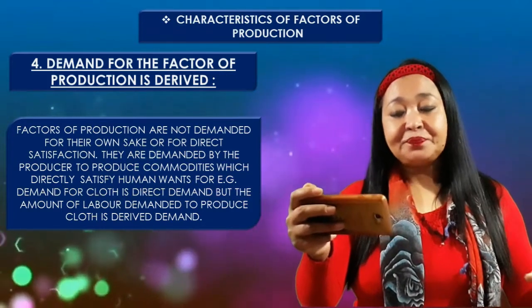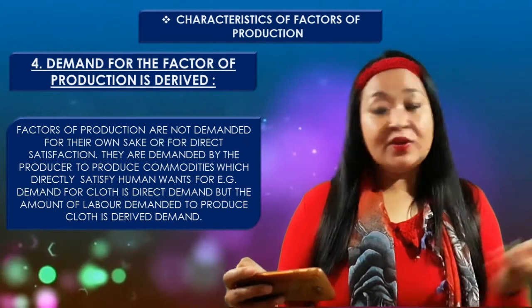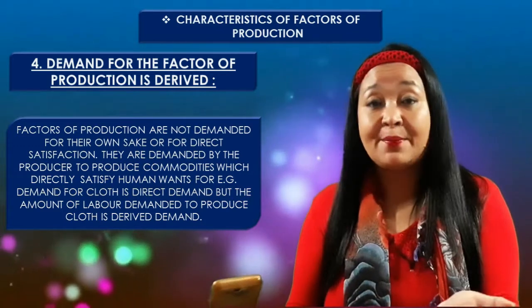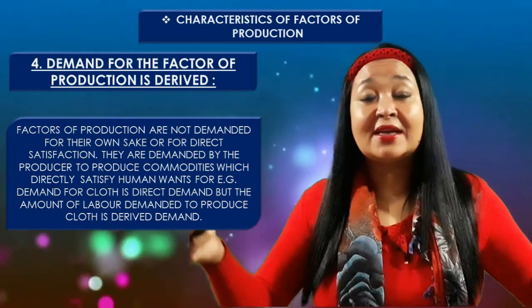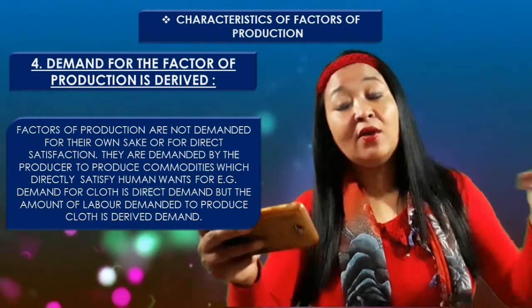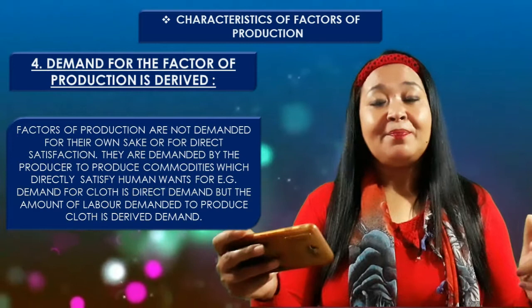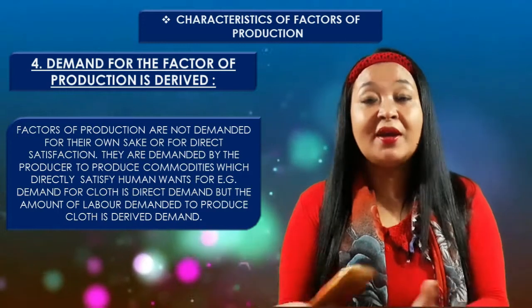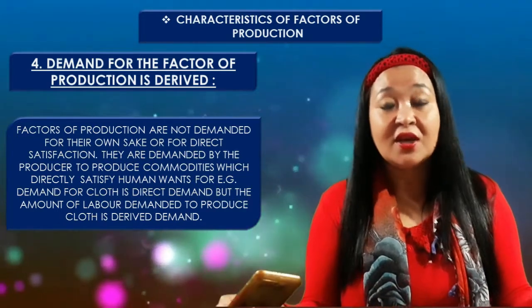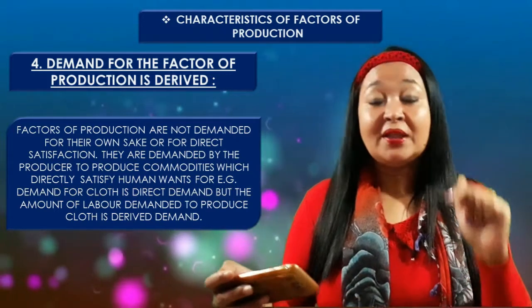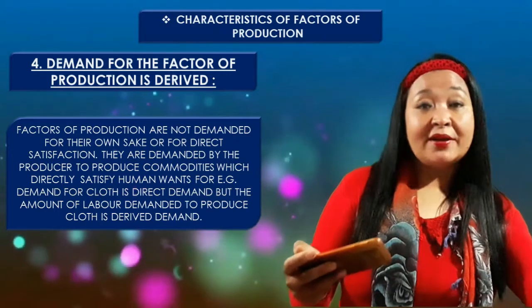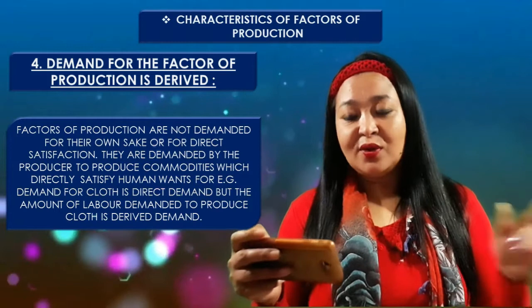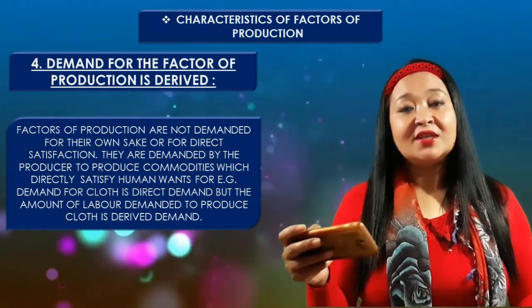Like for example, the demand for a cloth, or any garment that we buy. The demand for a cloth is a direct demand. But the amount of labor that is demanded to produce this cloth is what? This cloth is produced by whom? It is produced by labor in the factory, in the industry. The demand for a cloth is a direct demand, but the amount of labor that is demanded by the producer to produce this cloth is a derived demand. So you understand this point? Demand for a factor of production is derived.